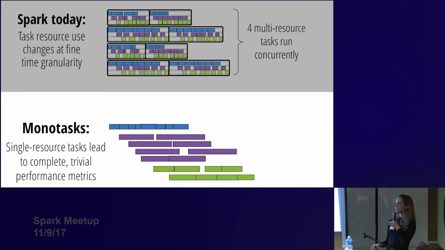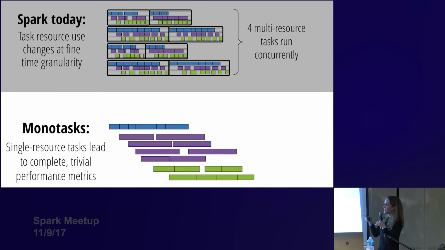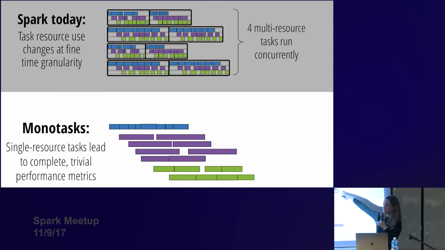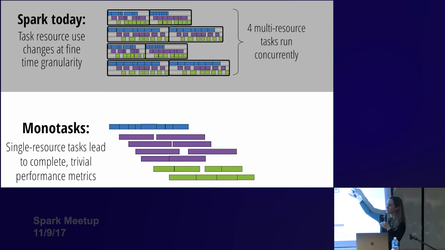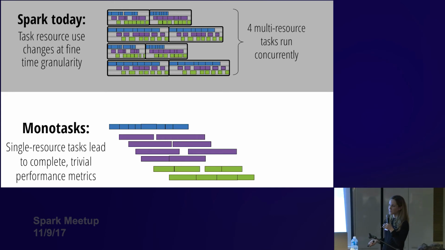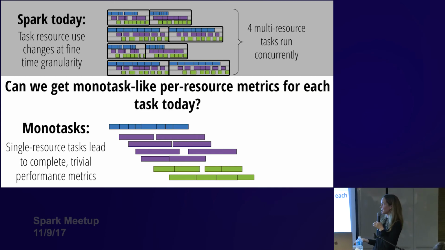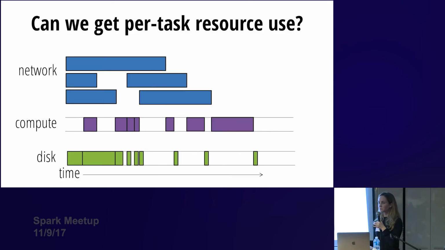So looking back at monotasks, the key idea here was that if we have these single resource tasks, we can give users perfect performance metrics about what's going on in their job. So the question that I'll ask in the last few minutes here is, given that Spark looks like this now, is there anything we can do to give users a picture that looks more like this, where we tell users, oh, your job used exactly 10 seconds of the network and 3 seconds of CPU time and 15 seconds of disk or something like that. Is there any instrumentation that we can add today to get monotask-like metrics?